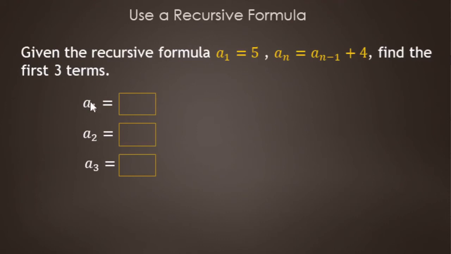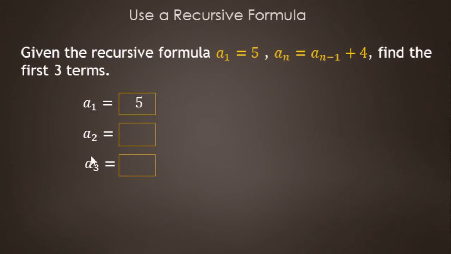So here we go. Follow along. We're going to do, given the recursive formula, a1 equals 5 and a sub n equals a sub n minus 1 plus 4, find the next 3 terms. So a sub 1, that's the first term, and it says right here what the first term is. It's 5. It says right there 5. So boom, we know the first blank.